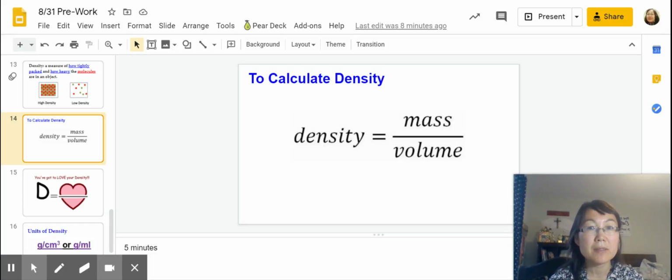Okay, so how do we calculate density? How do we determine it? It's basically density equals mass divided by volume. What we do is we measure mass on the scale, we measure volume using the method we just learned, and then we divide them.